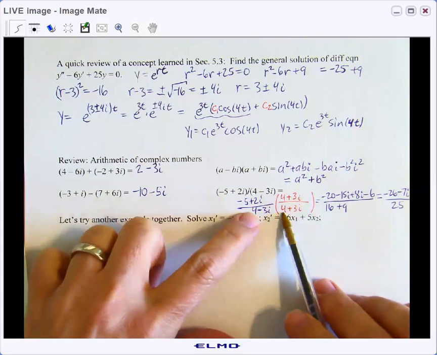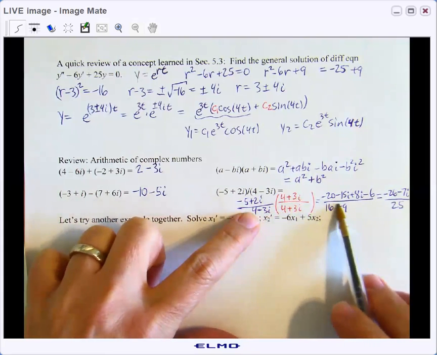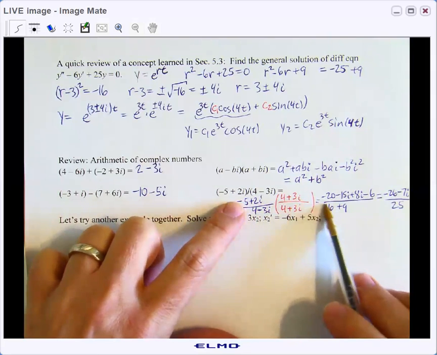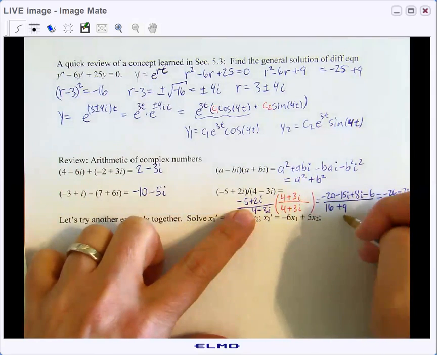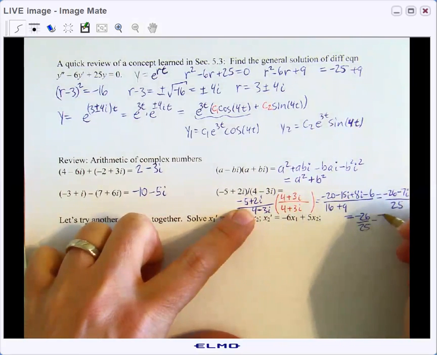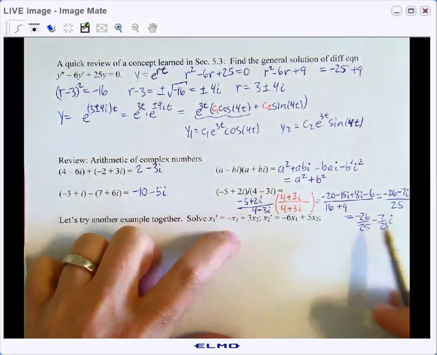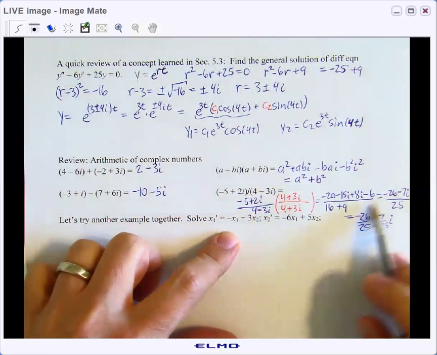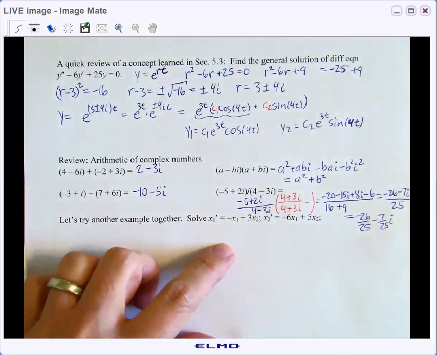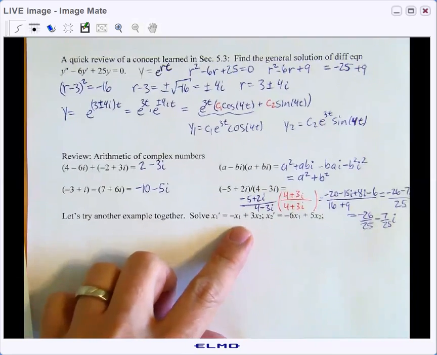The reason for doing that is the bottom now turns into a real number. I will have to do some multiplication on the top, but then I could simply break up that fraction to get this answer. So here's our complex number answer to the division of two complex numbers. So we'll stop there and pick up on our next problem in the next video.